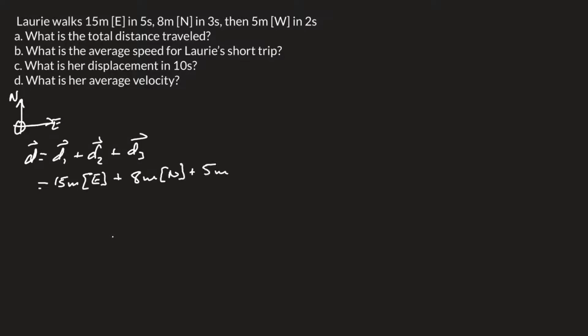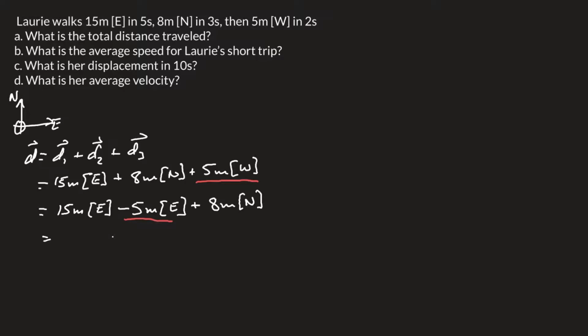plus 5 meters west. Now we're going to have to rewrite this 5 meters west using our north or east directions here, which means I'm going to rewrite my question: 15 meters east minus 5 meters east. Because we need to acknowledge here that if I change my direction, then I have to change my sign. I'm going to add my 8 meters north at the end. This leaves me with a net of 10 meters east and 8 meters north.